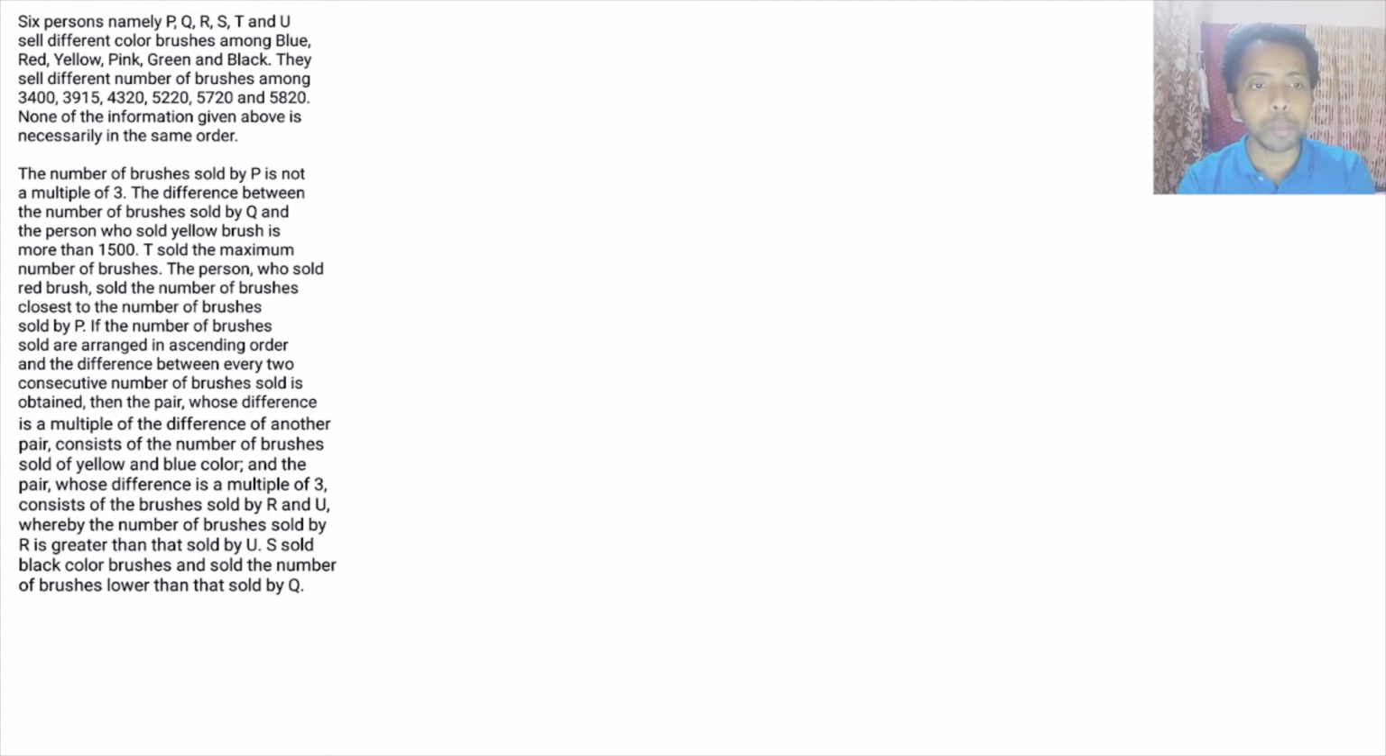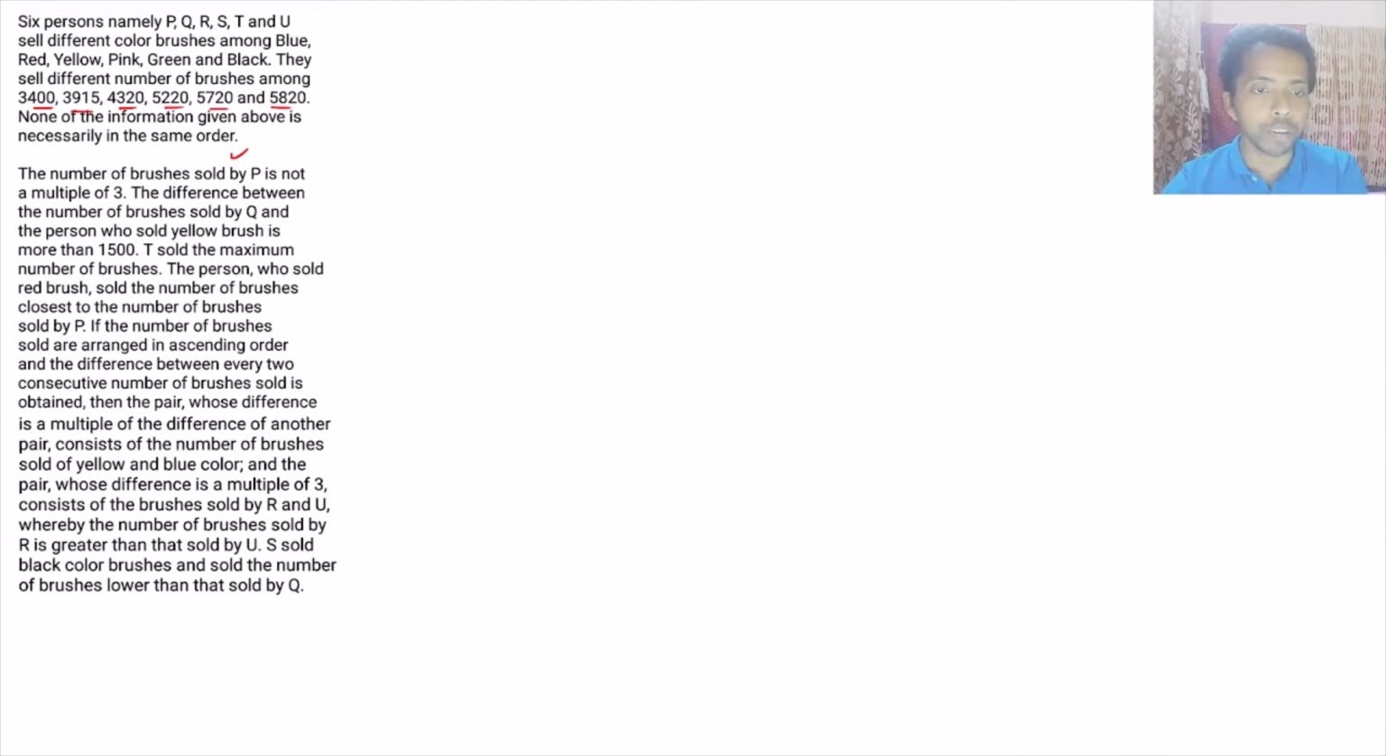6 persons, namely P, Q, R, S, T, U, sell different colors of brushes among blue, red, yellow, pink, green and black. They sell different numbers of brushes among these given numbers: 3400, 3915, 4320, 5220, 5720, 5820. Not necessarily in the same order. This is very common, right?